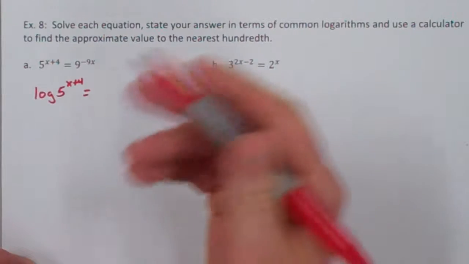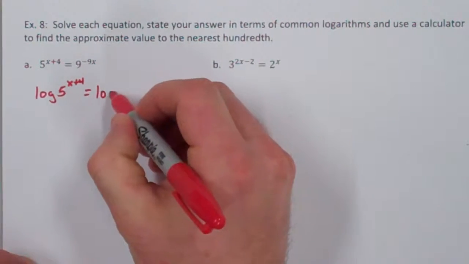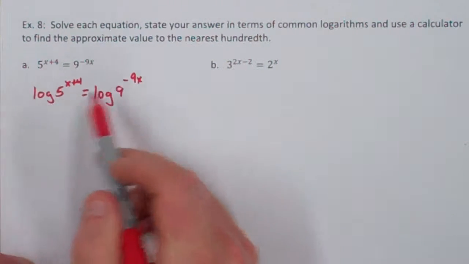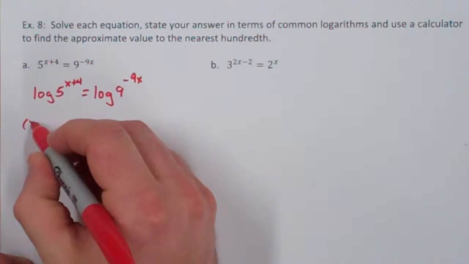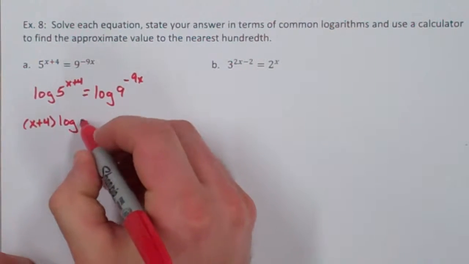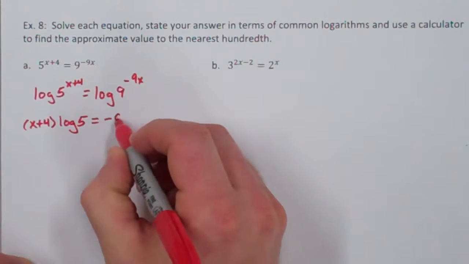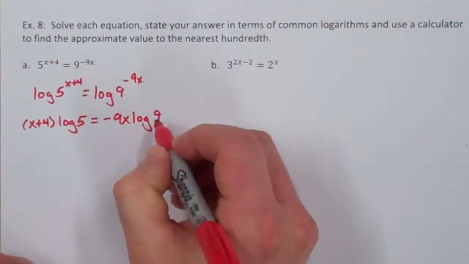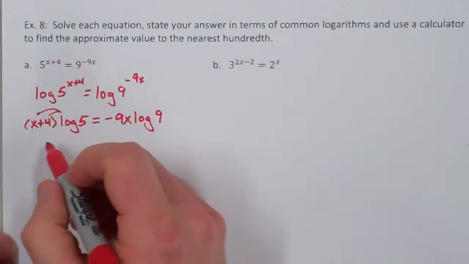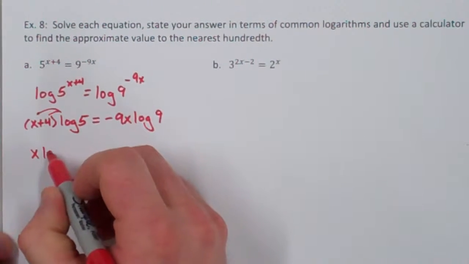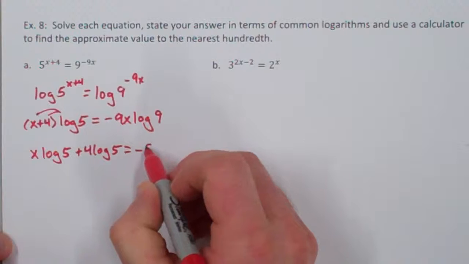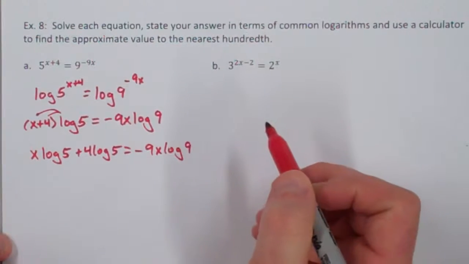If we just take a log of each side, that's a common logarithm of each side, and that'll work out well for us. What we can do now is take these exponents and put them out in front. That's our power rule with logarithms. You want to be sure to use parentheses if you have more than one term up here in the exponent. Now we can use the distributive property. Remember to think of log 5 as just being a number. And so we've got x log 5 plus 4 log 5 is equal to negative 9x log 9.